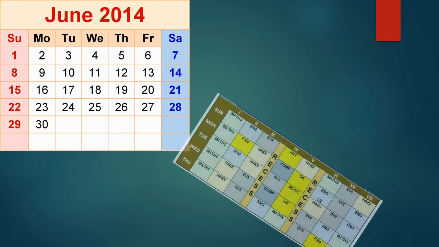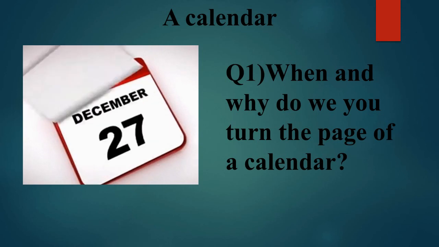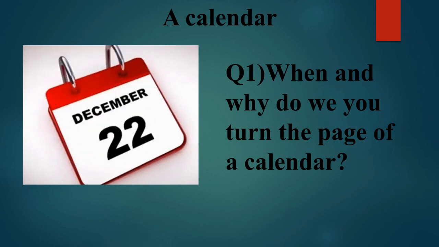So, students, time can be understood using means such as calendars, school timetables, etc. Student, I would like to ask you one more question. When and why do you turn the page of a calendar? Answer. The page of a calendar is turned on completion of the dates of a particular month. It becomes necessary to get another page of it for the subsequent month.